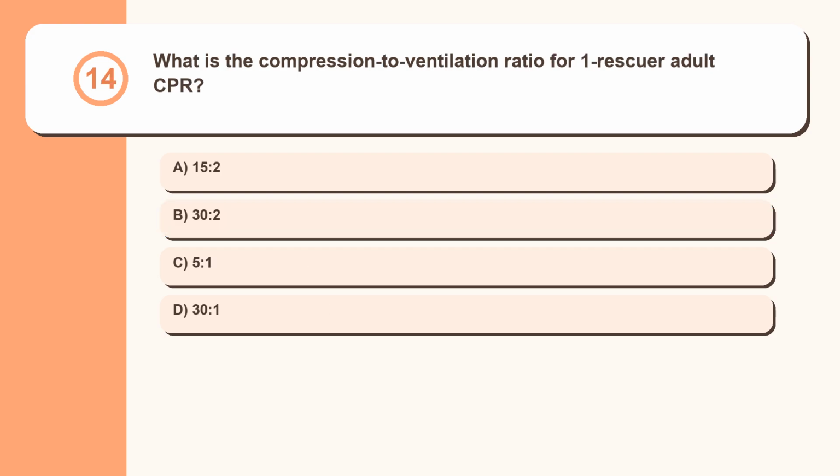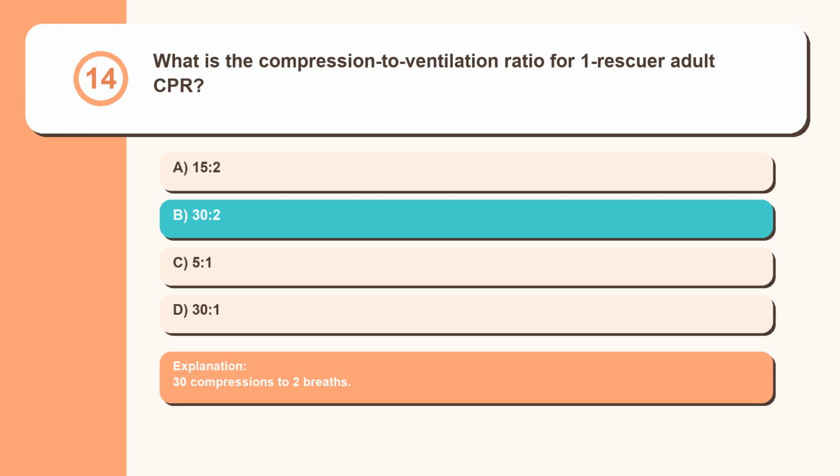Question 14. What is the compression to ventilation ratio for one rescuer adult CPR? 15:2, 30:2, 5:1, 30:1. 30 compressions to 2 breaths.